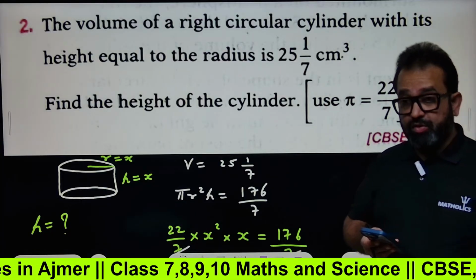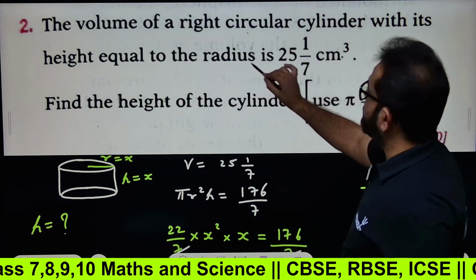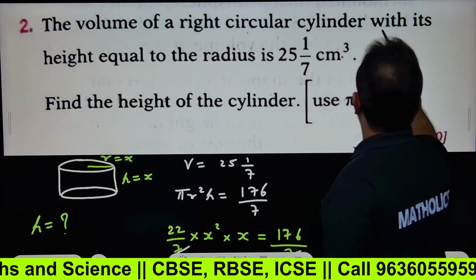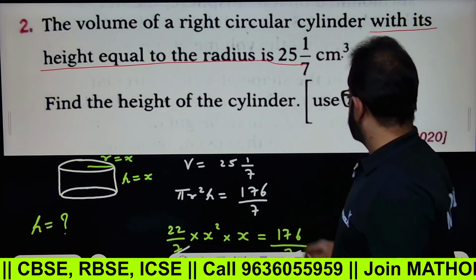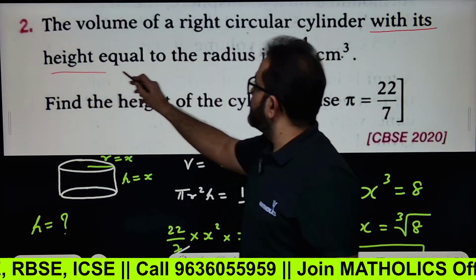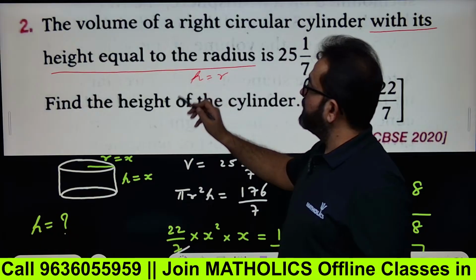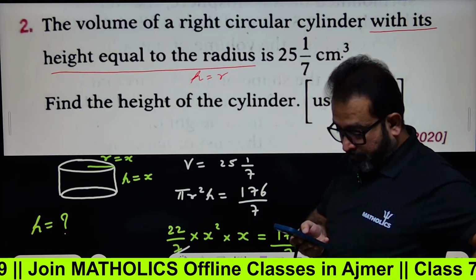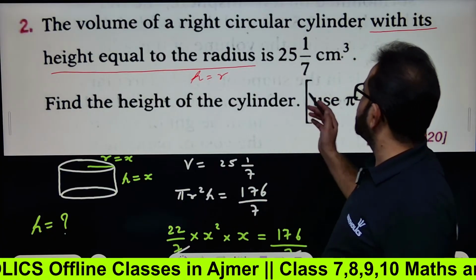Right. So you have been given the volume of a right circular cylinder with its height equal to its radius. It means what? Tell me. Height equal to the radius means h is equal to r. This is given. Yes or no? Sorted.